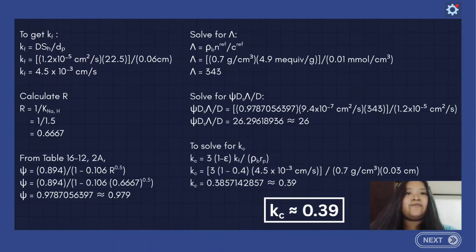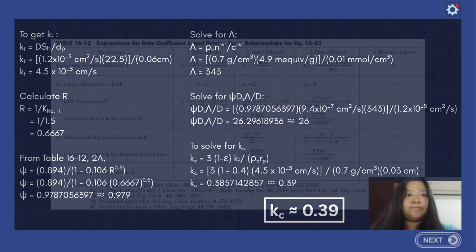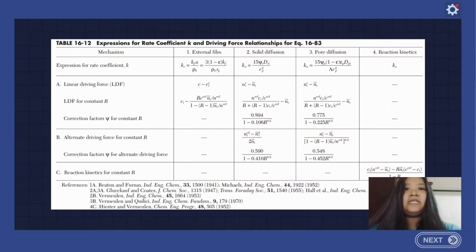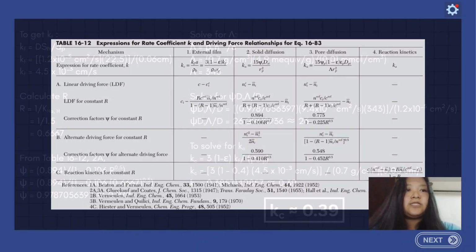Next, we calculate for the R, which is equal to 1 over the mass action equilibrium constant, which is equal to 1 over 1.5, and the result is 0.6667. From table 16-12-2A, to get the correction factor psi for constant R, psi equals 0.894 over 1 minus 0.106 R raised to 0.5, which is approximately 0.979.